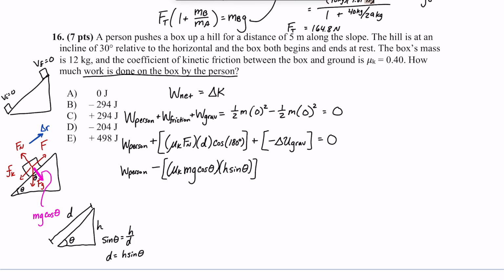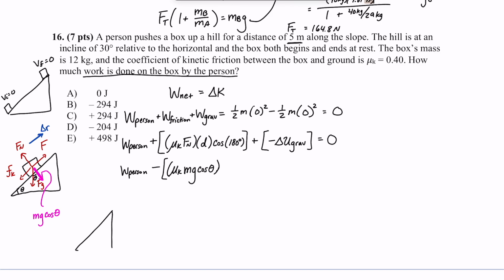And now for the work done by gravity, that's just going to be equal to negative m g times h. And now for the displacement d, that's actually what's given to us in the problem, where they tell us that if we were to think of the incline as a triangle with an angle of 30 degrees for theta, the hypotenuse d is equal to 5. So we'll just leave that as d.